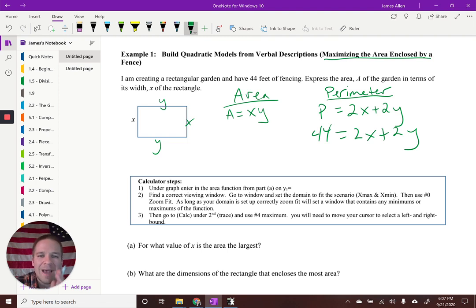So I want to maximize my area, right? I want the biggest garden, or most room for my fruits and veggies as possible, usually just veggies, I think. But I don't know, maybe growing watermelons. Got to have some space for that.